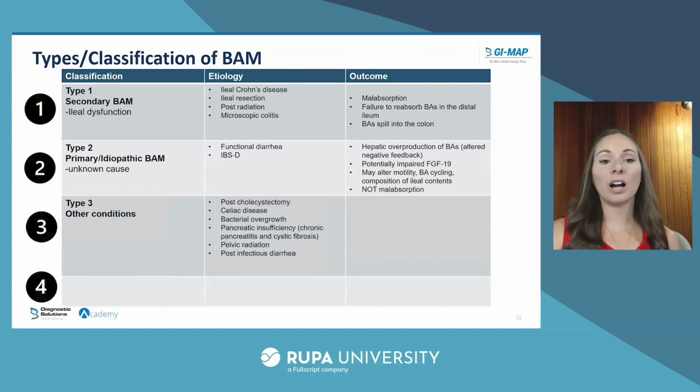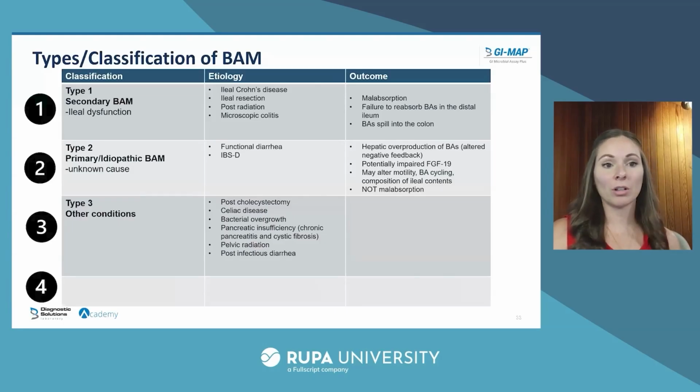Type 3 is going to be our other conditions. And this is where some of these you might go, oh, that could go into potentially type 1 and impact the ileum and all of that. But we may have a mix of etiologies here. So we're thinking about this in post-cholecystectomy, which is a big one.